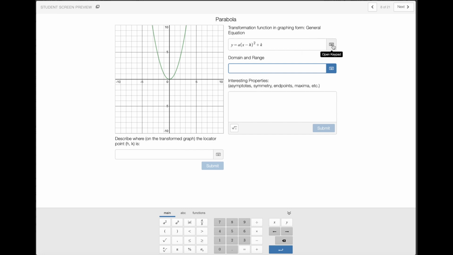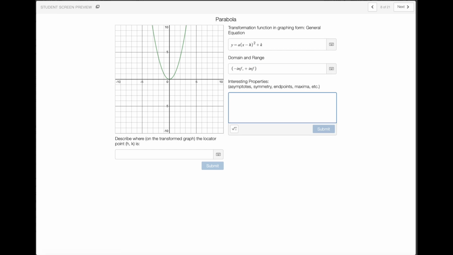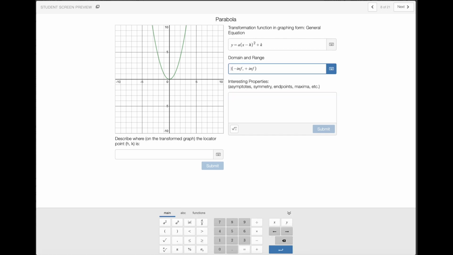And you can click on this if you want to type in your response. So the domain, you can use the notation. I'm going to use a bracket and parentheses from negative infinity to positive infinity. And I'm going to put a capital D for the domain and a capital R for the range. And remember, I'm going to use a bracket because the lowest point is going to be 0, comma, and it goes all the way to positive infinity.